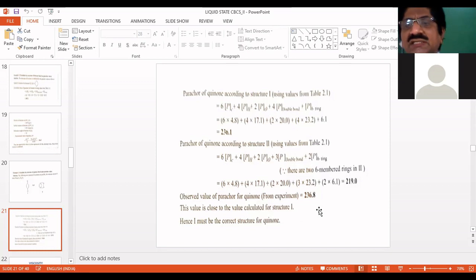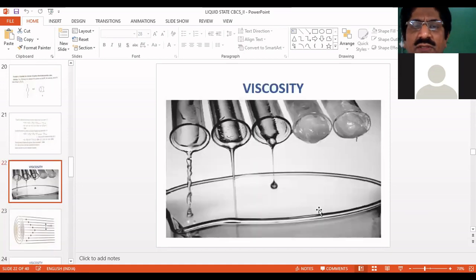So we'll go to the second characteristic property of liquids, which mainly depends on the nature and the magnitude of the intermolecular forces of attraction. And that is called viscosity. Viscosity simply determines the viscous nature. You can see in the figure, there are 5 different liquids.